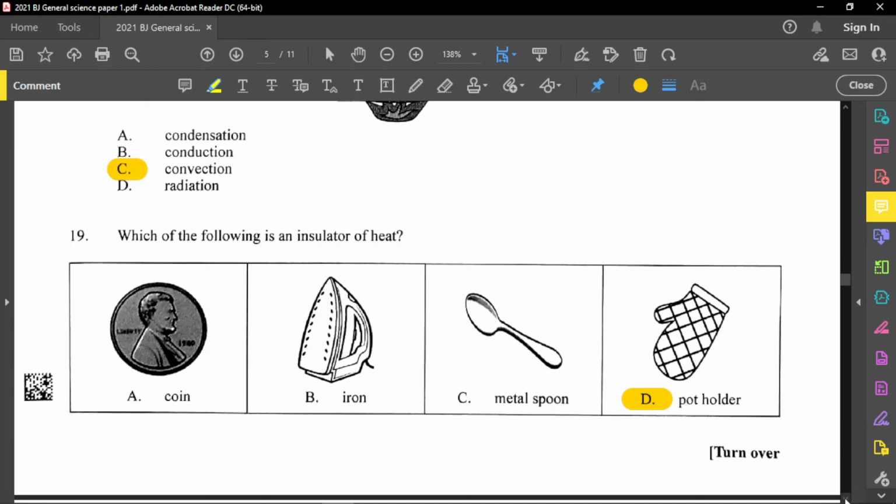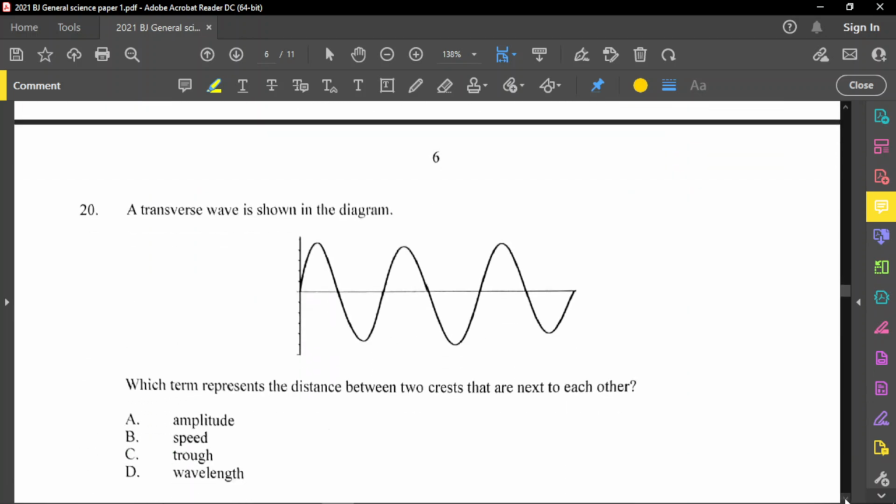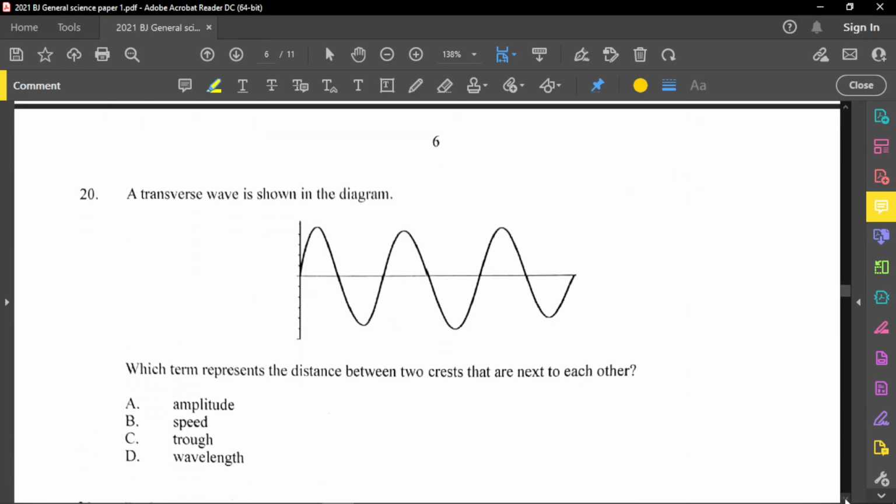All right, question number 20, halfway through. It said a transverse wave is shown in the diagram. Which term represents the distance between two crests that are next to each other?